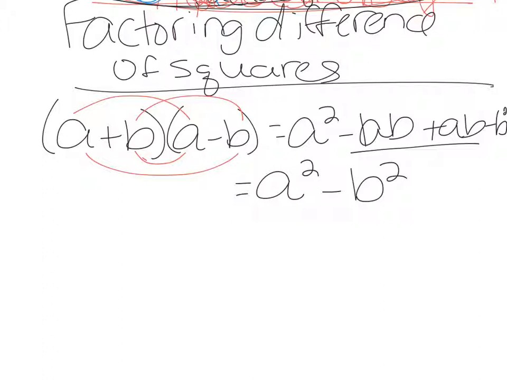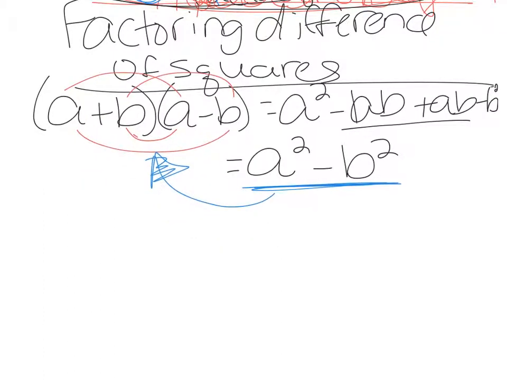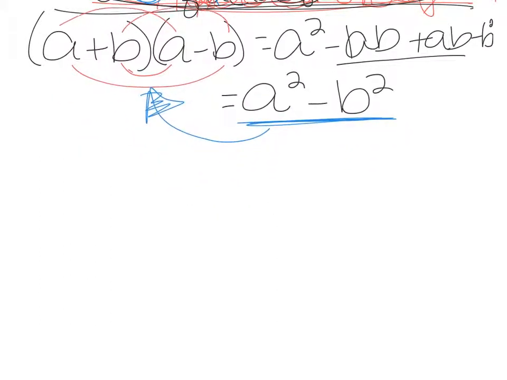Okay, so the reason why we're looking at this is we're interested in factoring, not multiplying. So instead of multiplying, FOILing, using the box method, I want to be able to take an expression in the form of a squared minus b squared and turn it into a factored expression that looks like a plus b, a minus b. Okay, now remember I told you this is the easiest type of factoring.